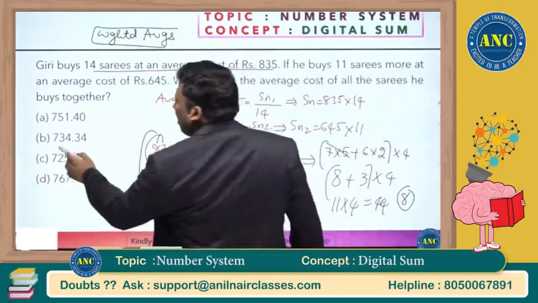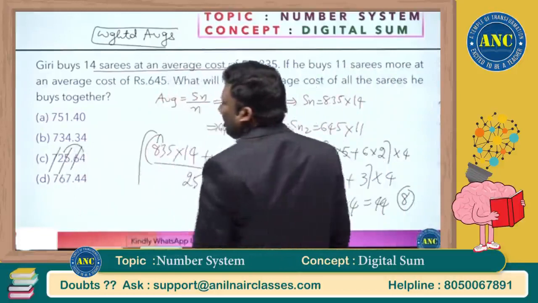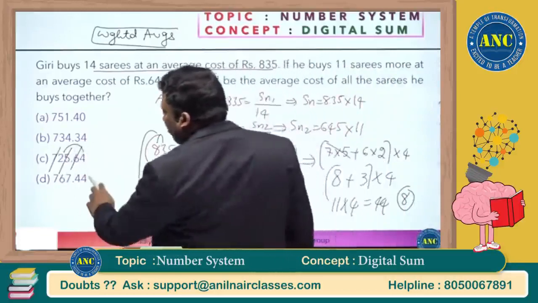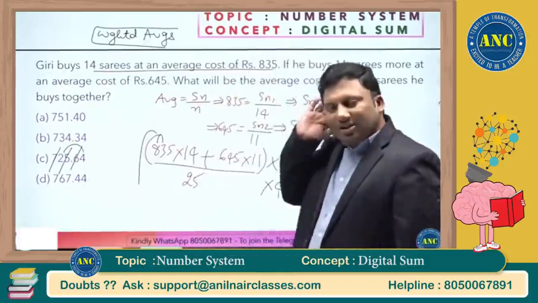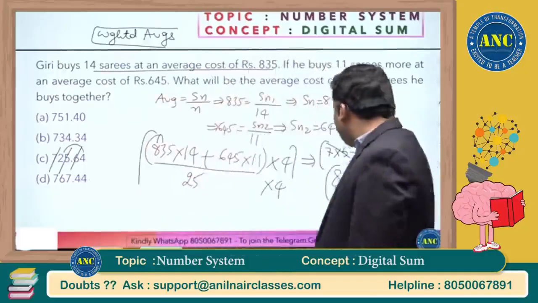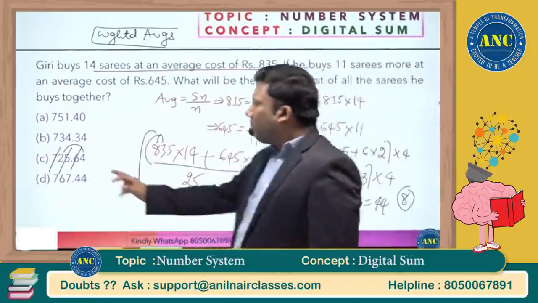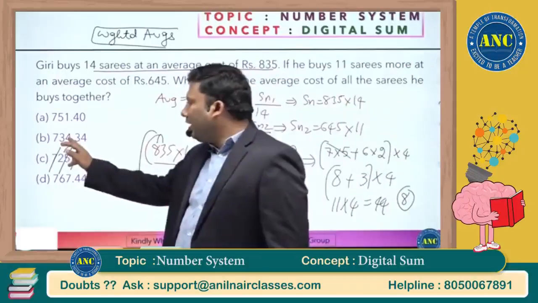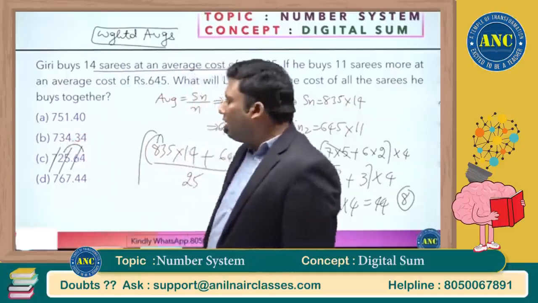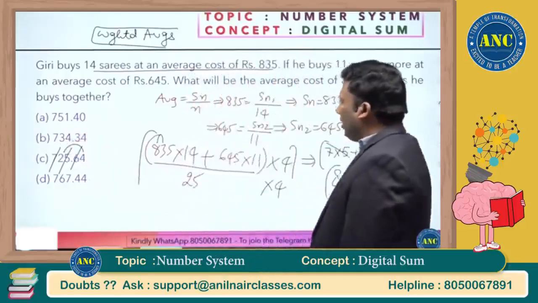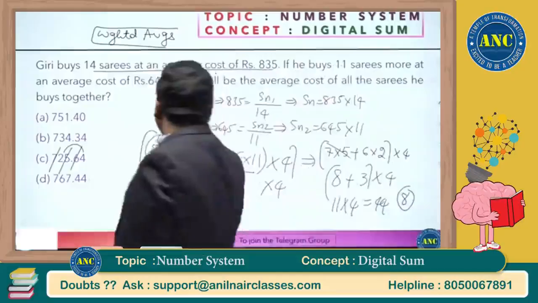7 plus 5, 12 plus 6, 18, 2 plus 4, it is 6. 4 plus 4, 8, 8 plus 7, 15, 15 plus 6, 21, 27, 28. Anywhere am I getting 8? 7 plus 3, 10, 10 plus 4, 14, 14 plus 3, 17, 17 plus 4, 21, 2 plus 1, 3. Now, let us check one by one for any calculation mistake.